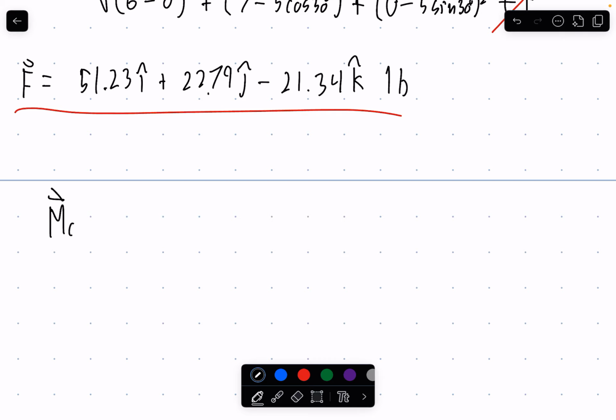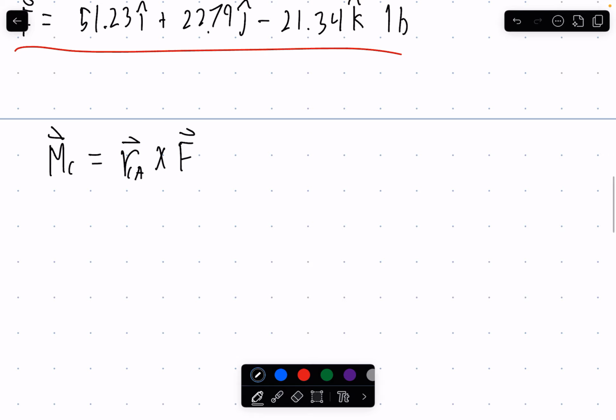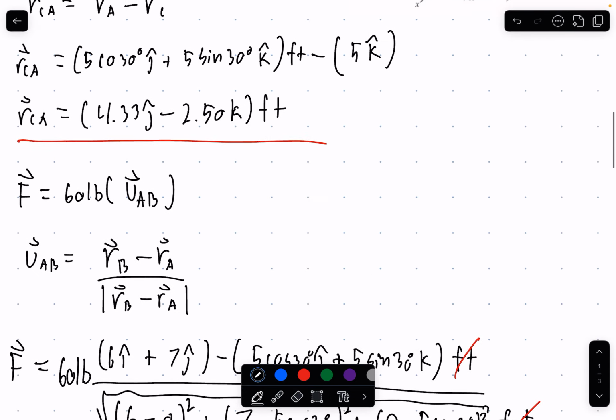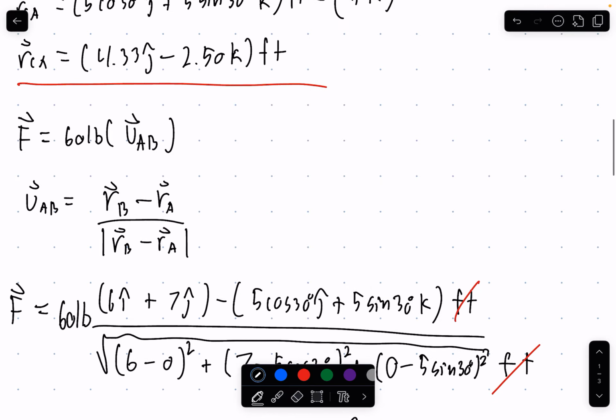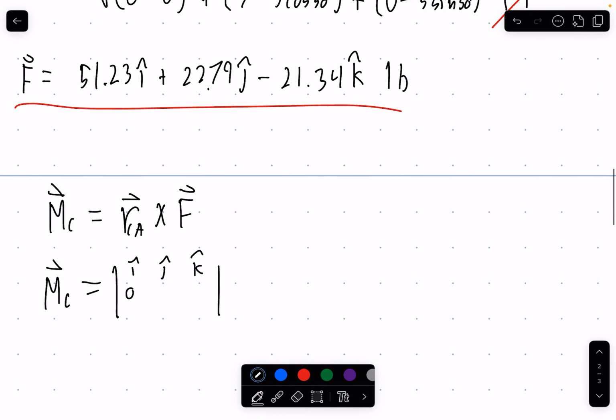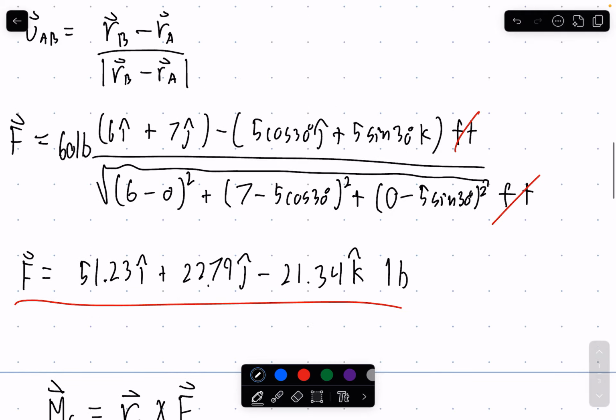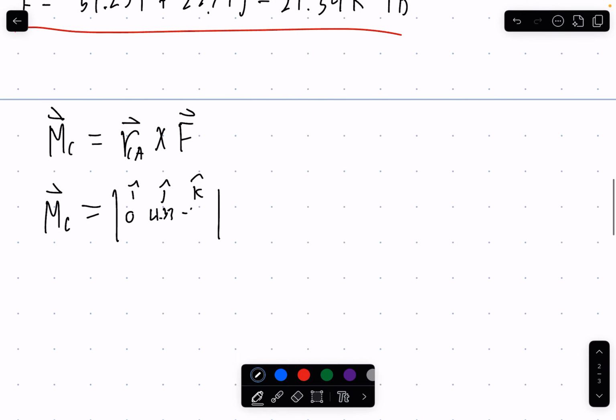The moment about C, as a vector, is equal to the position vector times the force vector. We know its position vector is going to be from C to A, and our force vector is simply going to be there. Okay, so we can start by setting up a determinant, our 3 by 3 determinant. Start with the i hat, j hat, and k hat vectors. And we know that our vector up here is going to be 0 in the i hat, 4.33 in the j hat. Let me double check, negative 2.5 in the k hat direction.